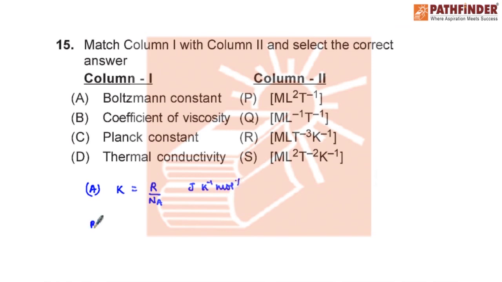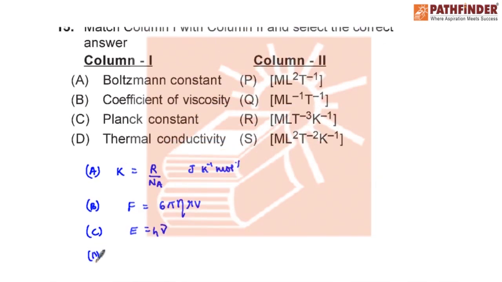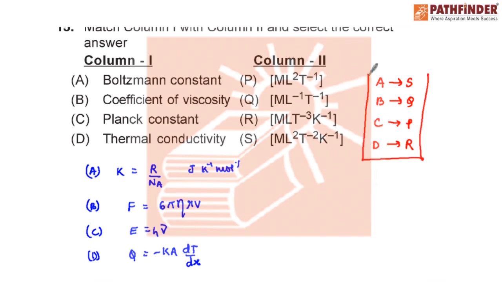For coefficient of viscosity, we can use the formula F is equal to 6 pi eta RV. For Planck constant, we can use E is equal to h nu. And for thermal conductivity, we can say that the rate of heat flow is equal to minus KA dT by dx. So if we use them, we will obtain that A matches with S, B matches with Q, C matches with P, and D matches with R. So for question number 15, we can use the working formula, put the dimensions of the known quantities, and we will obtain the dimensions as shown.